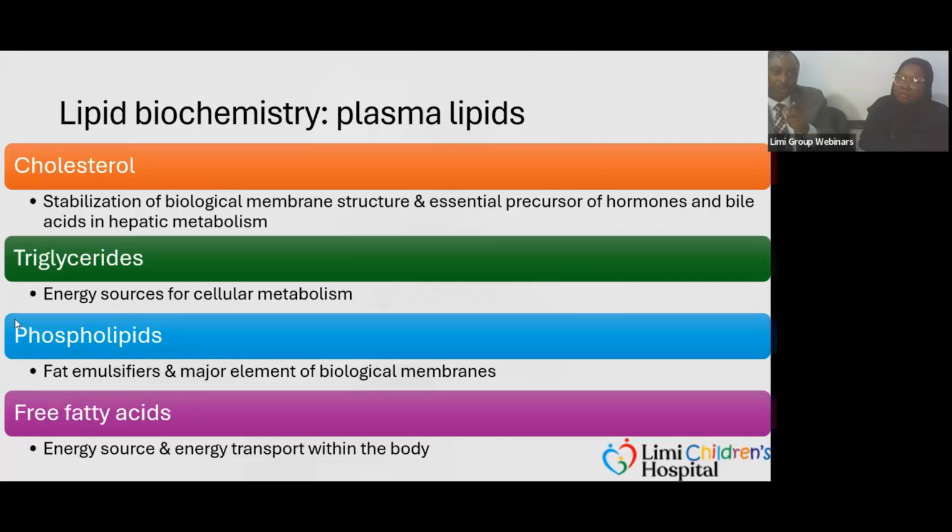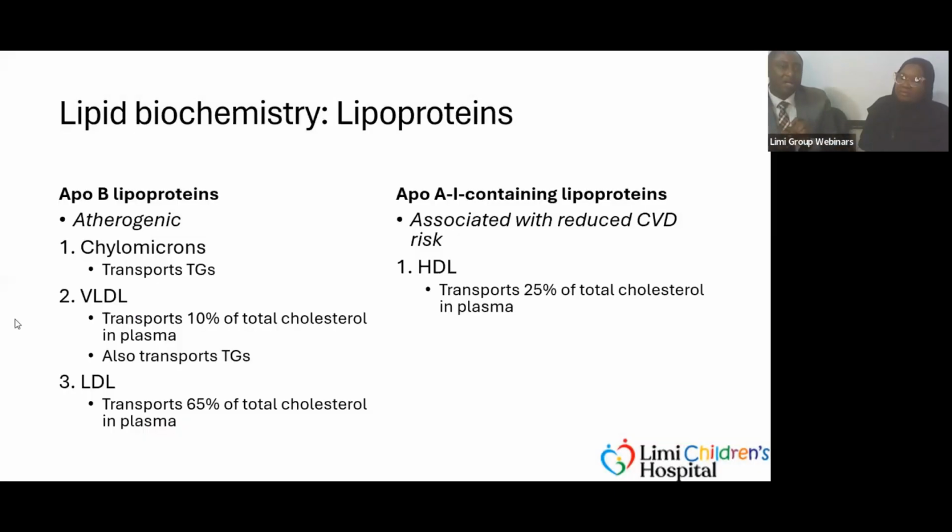Now, we know that cholesterol is not all bad because it's necessary as a precursor for various hormones and bile acid metabolism. We'll see the importance shortly. Now, these lipids are transported as lipoproteins. We have the ApoB lipoproteins, B for bad, and apoprotein A for acceptable. The B lipoproteins are the atherogenic ones.